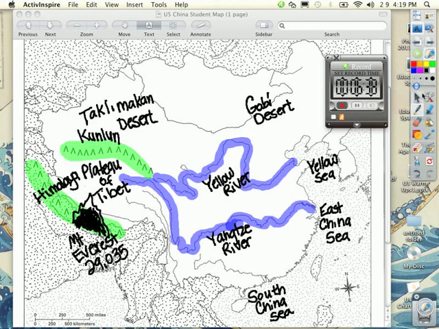Last thing we're going to mark, and I think I'm going to use orange, you can use any color you want, is the borders of what modern China looks like. We've been talking about ancient China right now, but we're going to compare that to the borders of modern China. So these are the boundaries right here of modern day China. If we were to go to China right now, the borders would be like this.